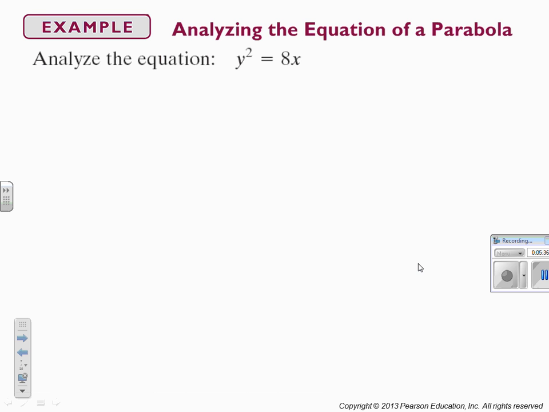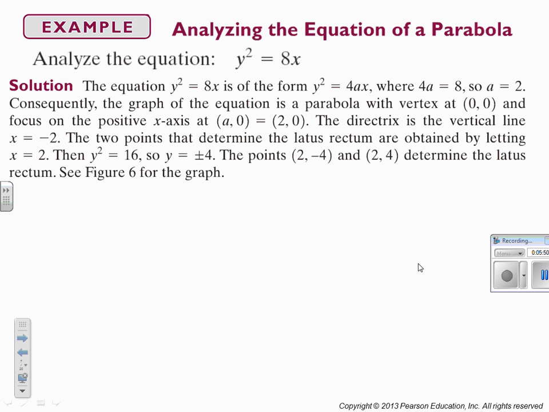All right, so we're going to analyze the equation of a parabola. We got y squared equals 8x. We're going to find the directrix. We're going to find the focus. We're probably even going to graph it. So, when we compare y squared equals 8x to y squared equals 4a times x, we see that 4a is equal to 8. So a has to equal 2.